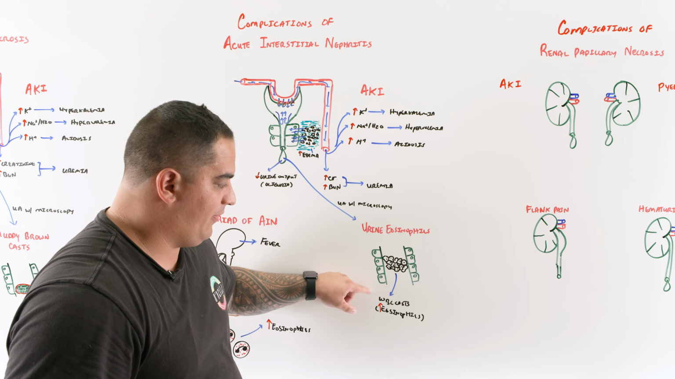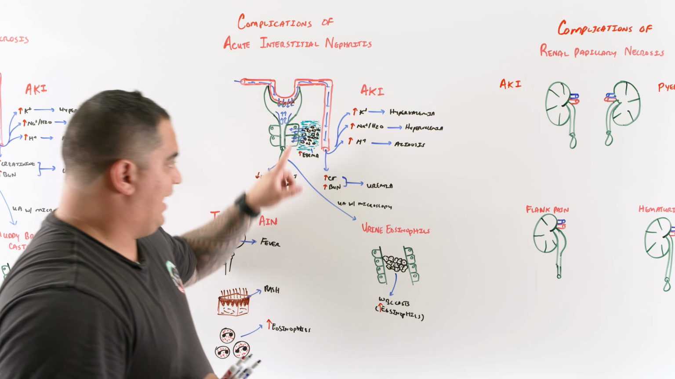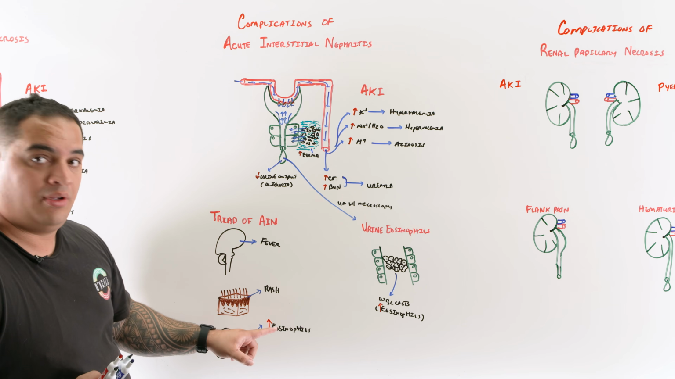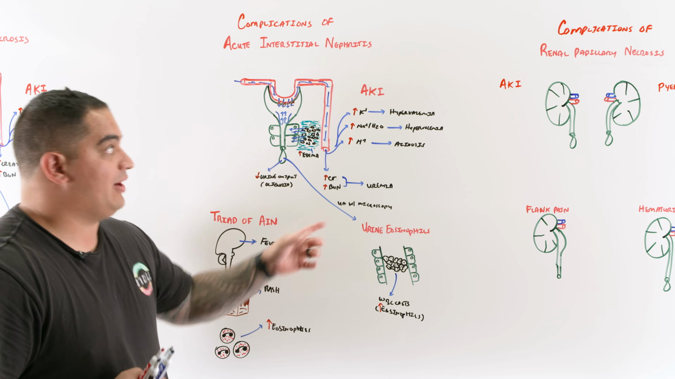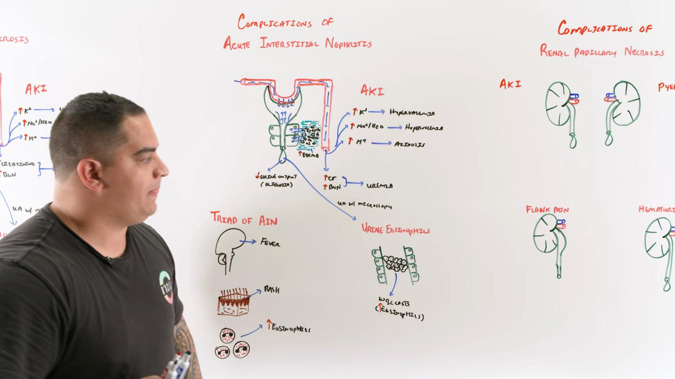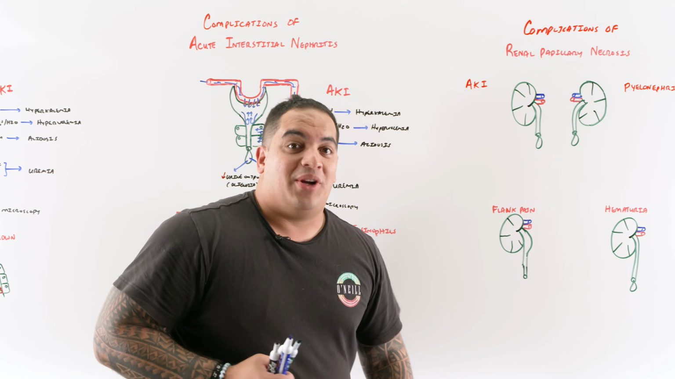But for your exam, if you see high urine eosinophils, an AKI, fever, rash, definitely be thinking about AIN, especially if they had a recent drug exposure. The last one is renal papillary necrosis.